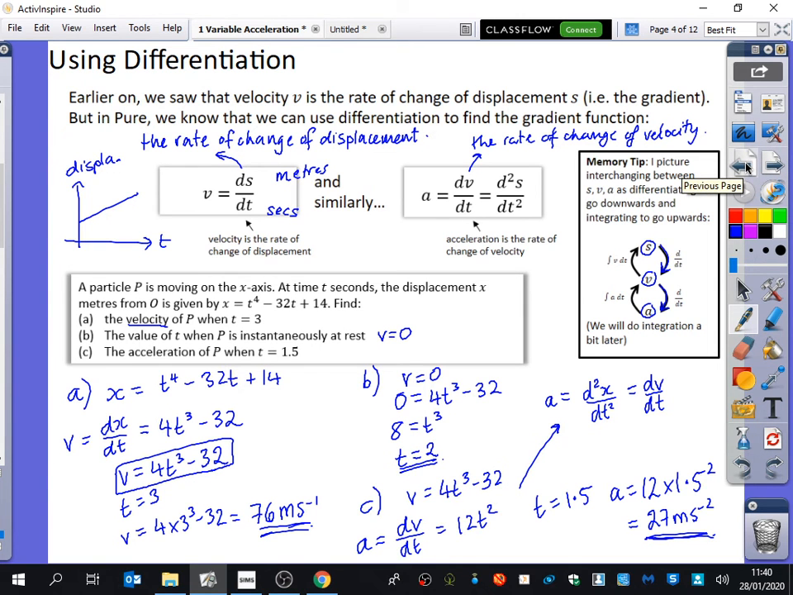I'll just give you a chance to finish writing that bit down. The example of just doing straight to d squared. Say that again. Do the example of just doing straight to d squared. To do this one here, yeah.